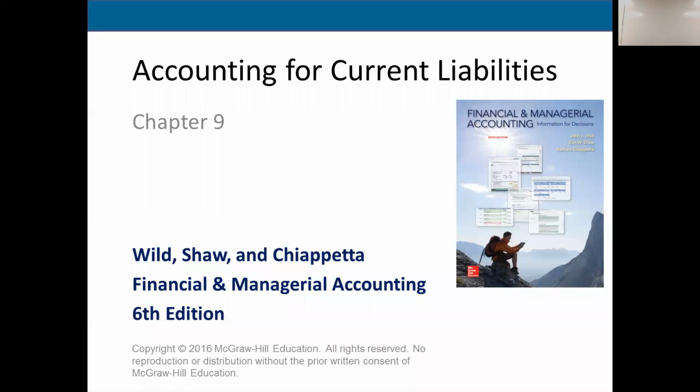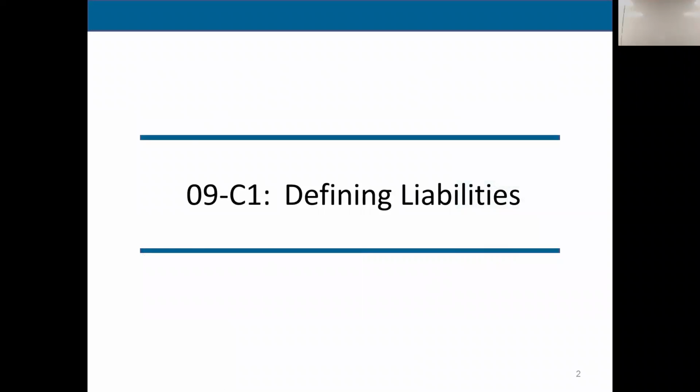Chapter 9, accounting for current liabilities. So this is picking up where we left off last week, where last week we talked about cash. We talked about accounts receivables. And now we're going to transition and start to talk about current liabilities. Let's first define liabilities.